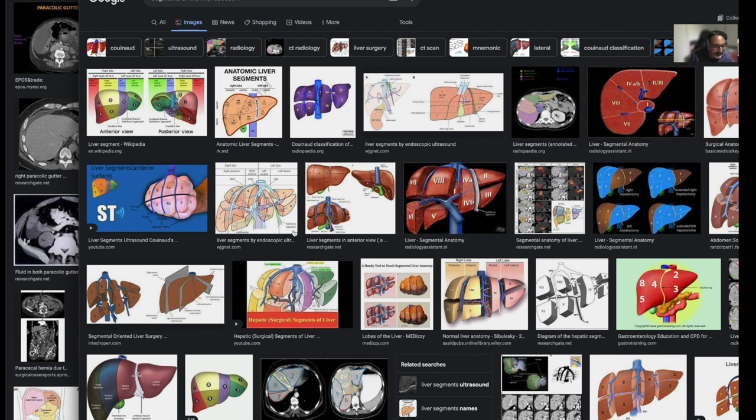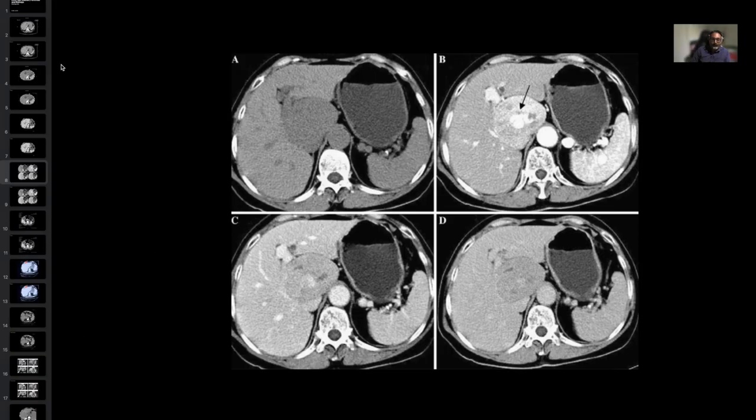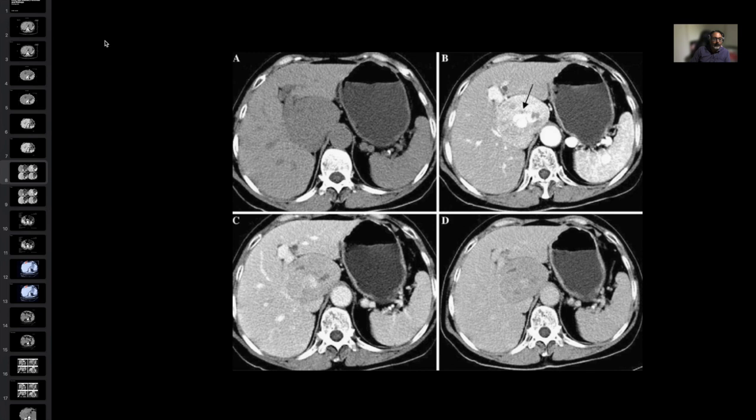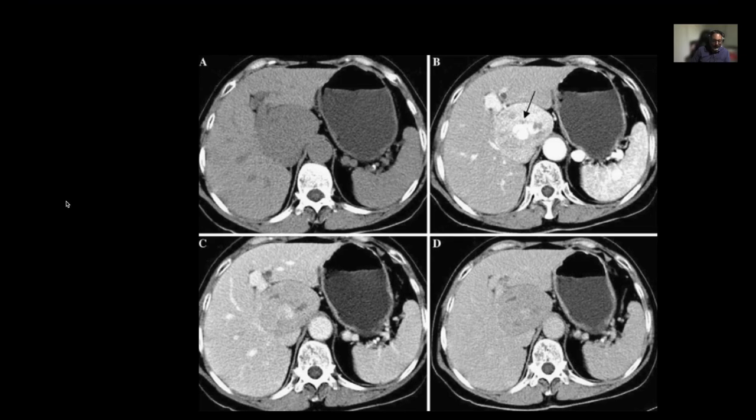Oh, this guy's done it with a fist. That's a cool idea. He's made the caudate lobe. Look at that. For something that's a bit confusing. But all right, so that is the caudate lobe. And so that is section 1.